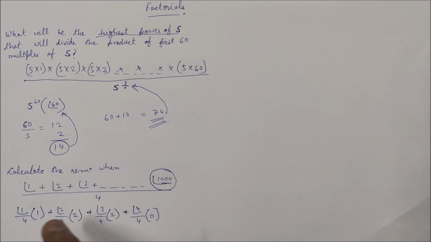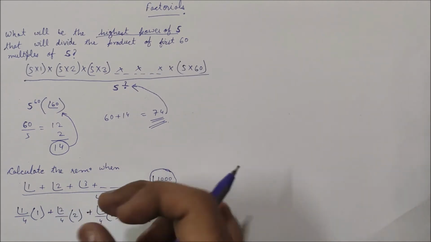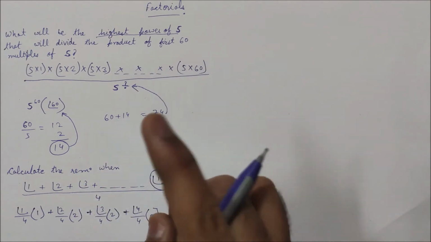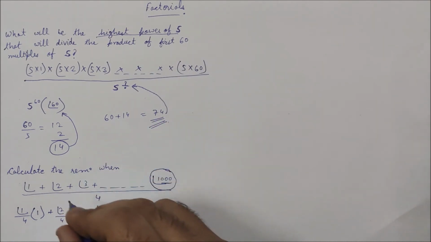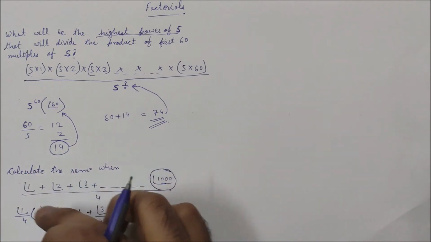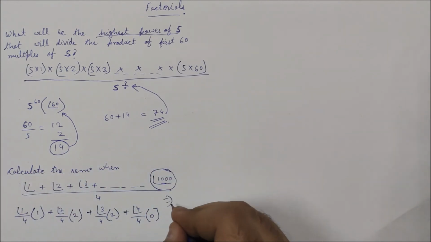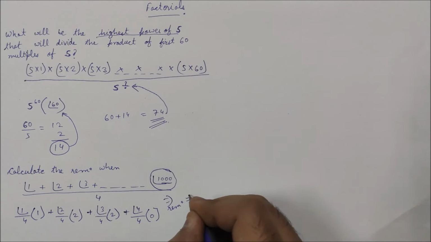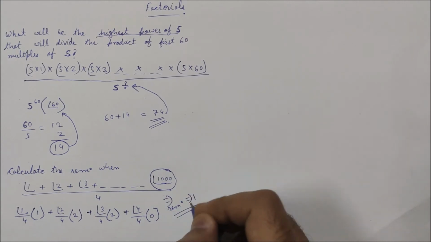So the addition of remainders is 1 plus 2 is 3, plus 2 is 5. That means 5 when again divided by 4 will give me a remainder of 1. So this whole expression, since it's a sum, will give me a remainder of 1. That's the answer.